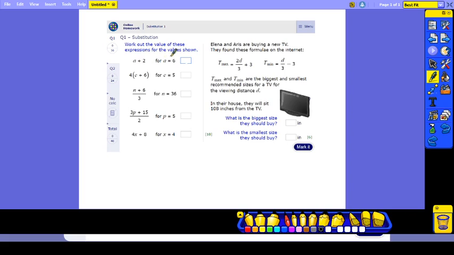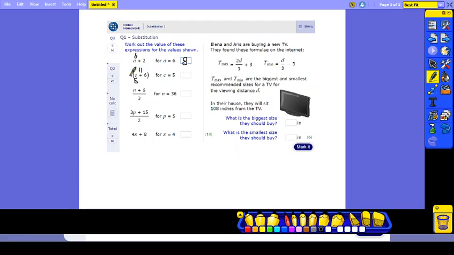So if A is the same as 6, I can see that A over here would be 6, and so I have 6 add 2, which is the same as 8. This one here is saying that C is equal to 5, so if I substitute C as 5, I can see that inside the brackets I've now got 5 add 6, which is 11. Yes it is. 5 and 6 is 11.